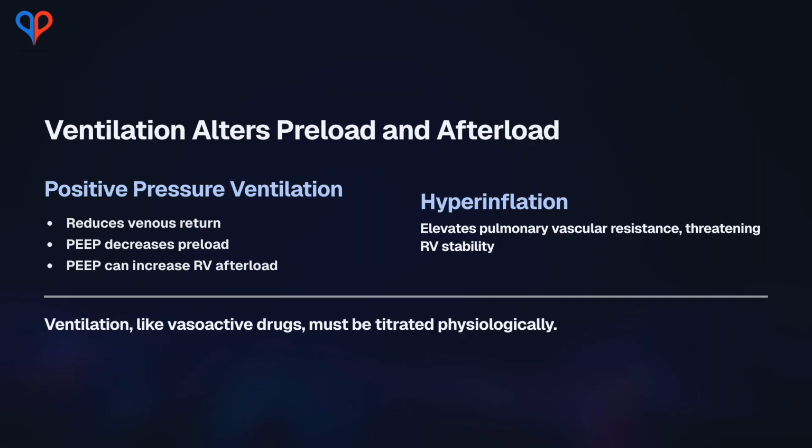Ventilation alters preload and afterload. Positive pressure ventilation reduces venous return. PEEP decreases preload but can increase RV afterload. Hyperinflation elevates pulmonary vascular resistance, threatening RV stability. Ventilation, like vasoactive drugs, must be titrated physiologically.